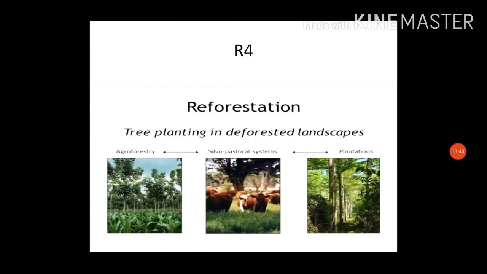We can add the R4 strategy, that is reforestation. Trees should be planted during the rains. Trees make our environment more cool, shady and green.